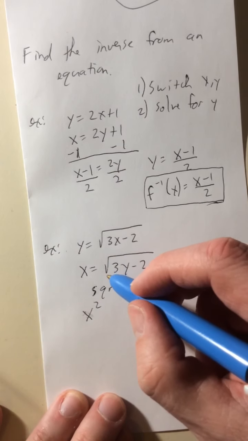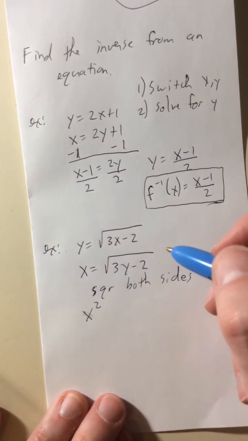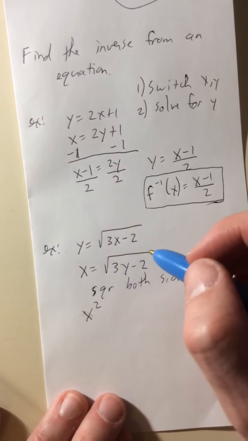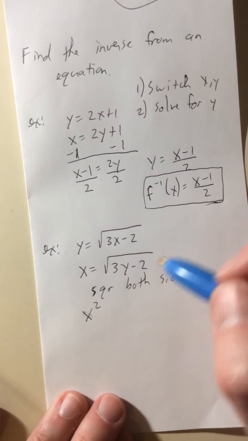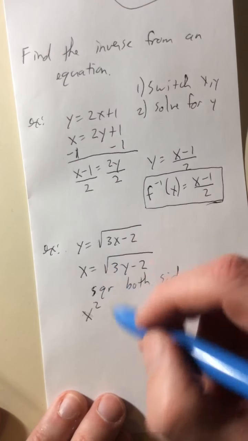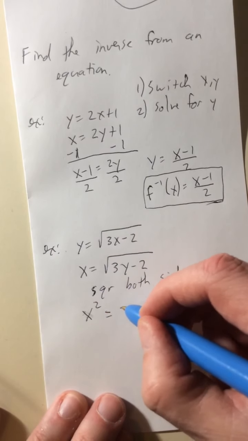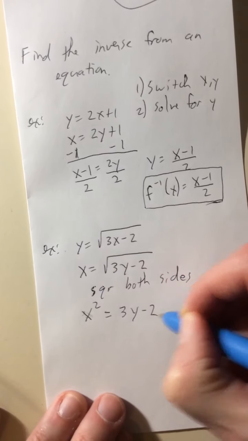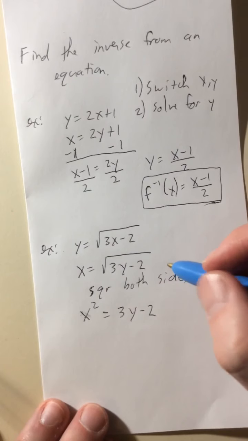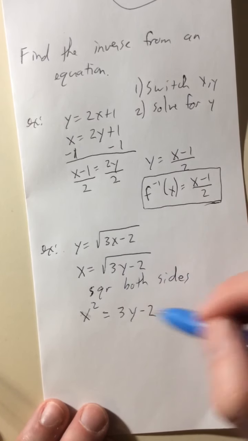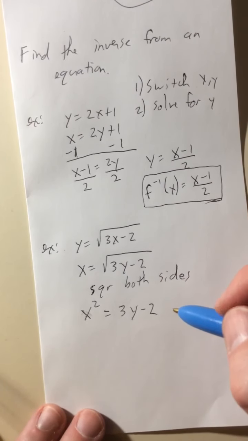And when we square a square root, it's like digging a hole and then filling it back in. Nothing changed, just we had what we had before. So we're squaring a square root. That means that the square root goes away because we did the opposite to it and made it disappear. So now we have x squared equals 3y minus 2.